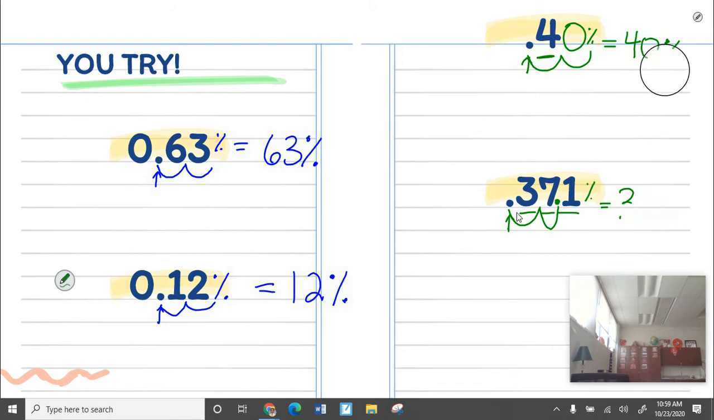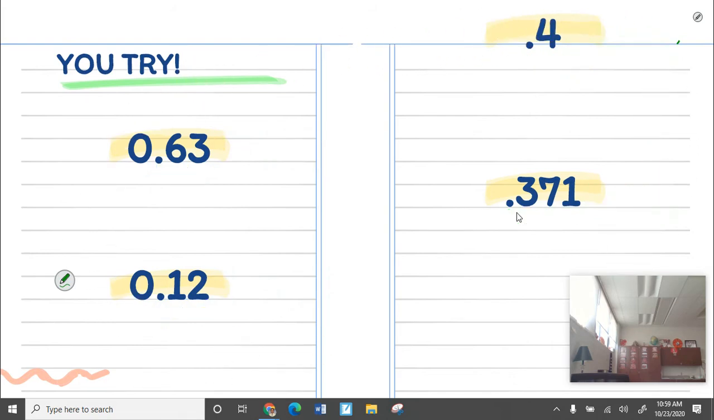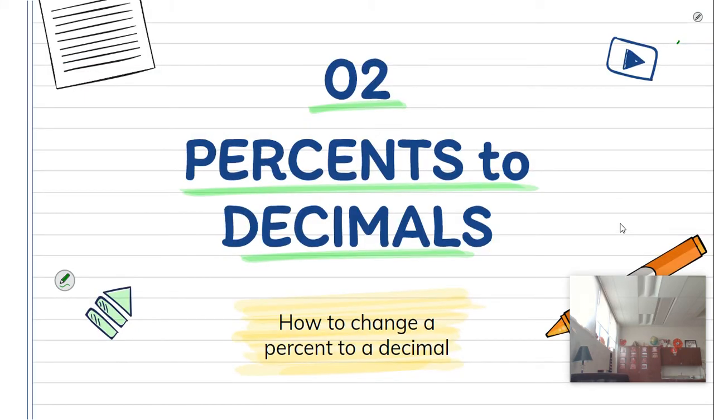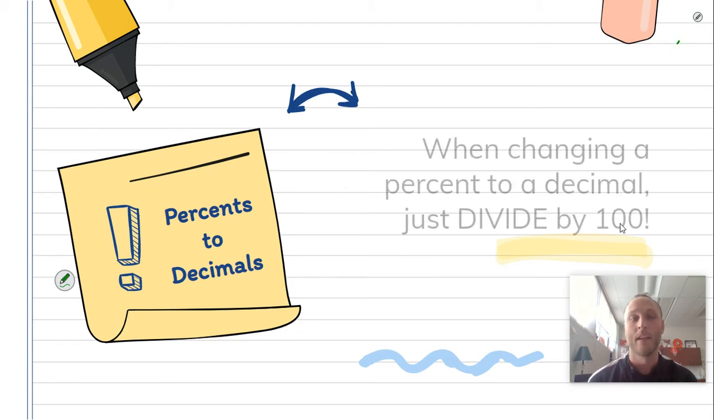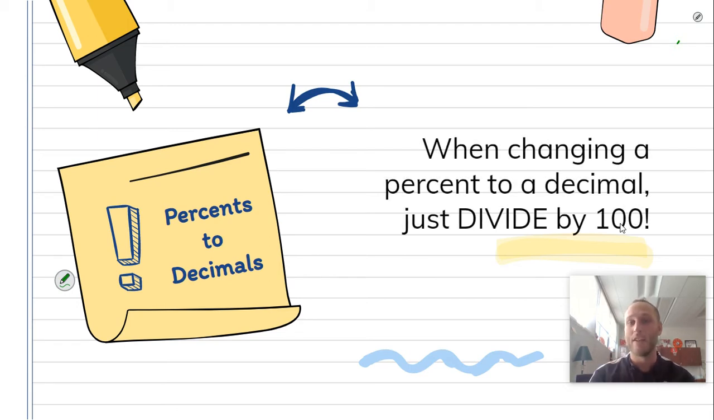And now we're going to move into switching from percents to decimals, which is going to be pretty much the same thing. So when I'm working with percents to decimals, I'm really just going to be working backwards here. When changing a percent to a decimal, instead of multiplying by 100, I'm just dividing by 100. It's just the opposite, right?